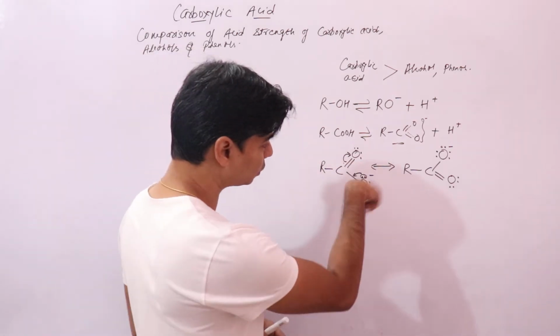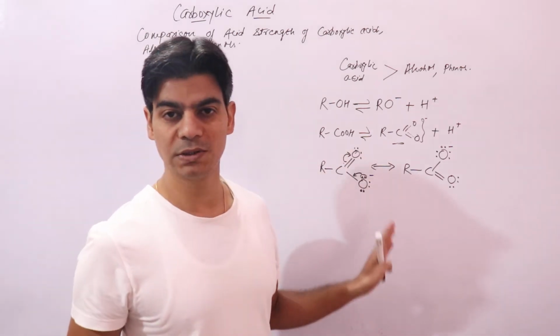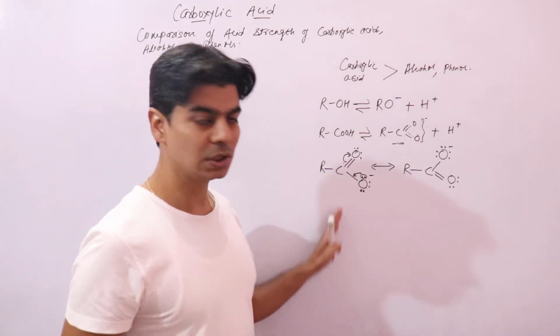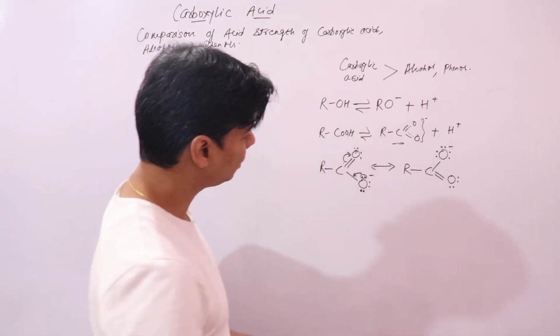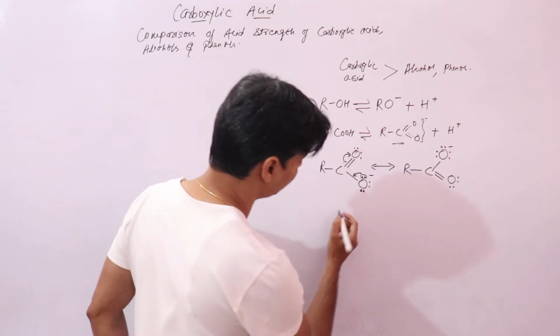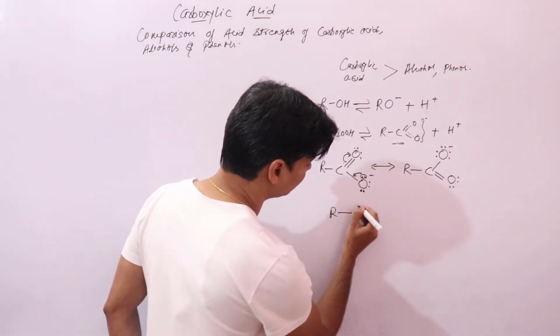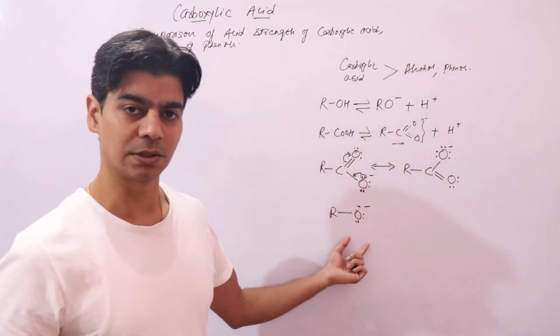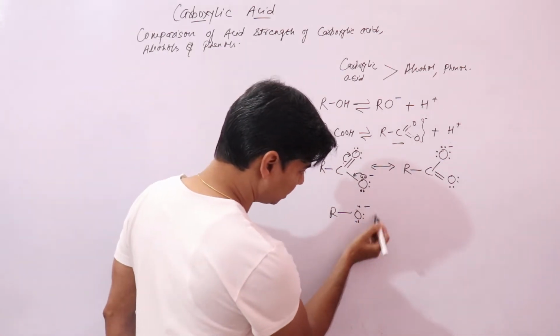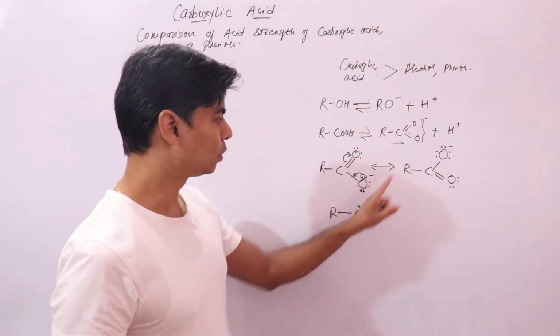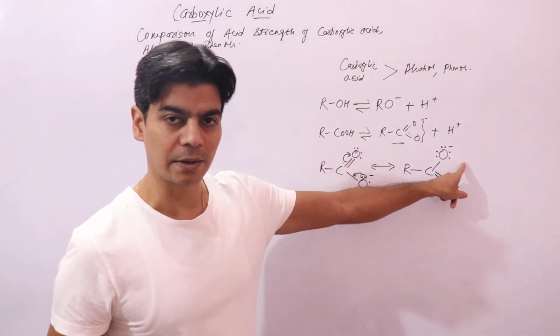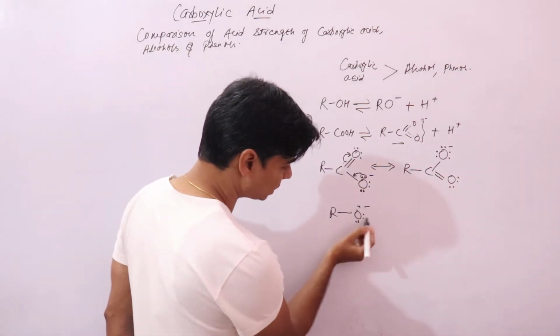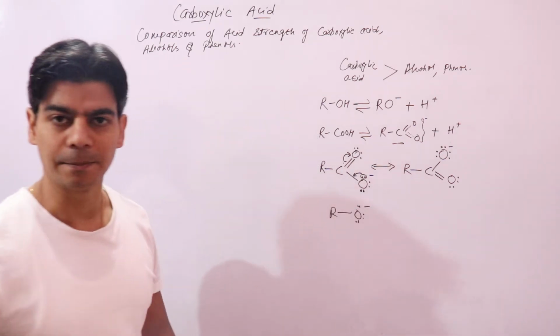The negative charge is more dispersed in the carboxylate ion. It's dispersed on two oxygen atoms. That makes the carboxylate ion more stable, right? But if we look at the alkoxide ion, this is your alkoxide ion, it has a negative charge, but this negative charge is not delocalized like in the carboxylate ion. This negative charge is localized only on the oxygen atom.